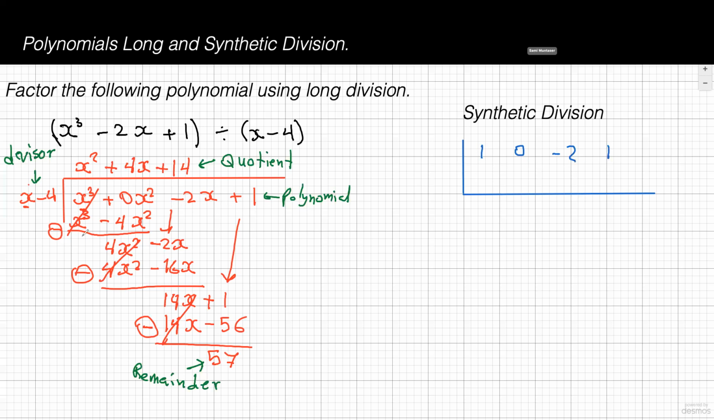I'm dividing by x minus 4. So if you're dividing by x minus 4, you put 4 here instead. Okay. And some teachers, you'll see, they'll show you -4 there. But the way I show you, it's +4 there. You always change the sign of this.